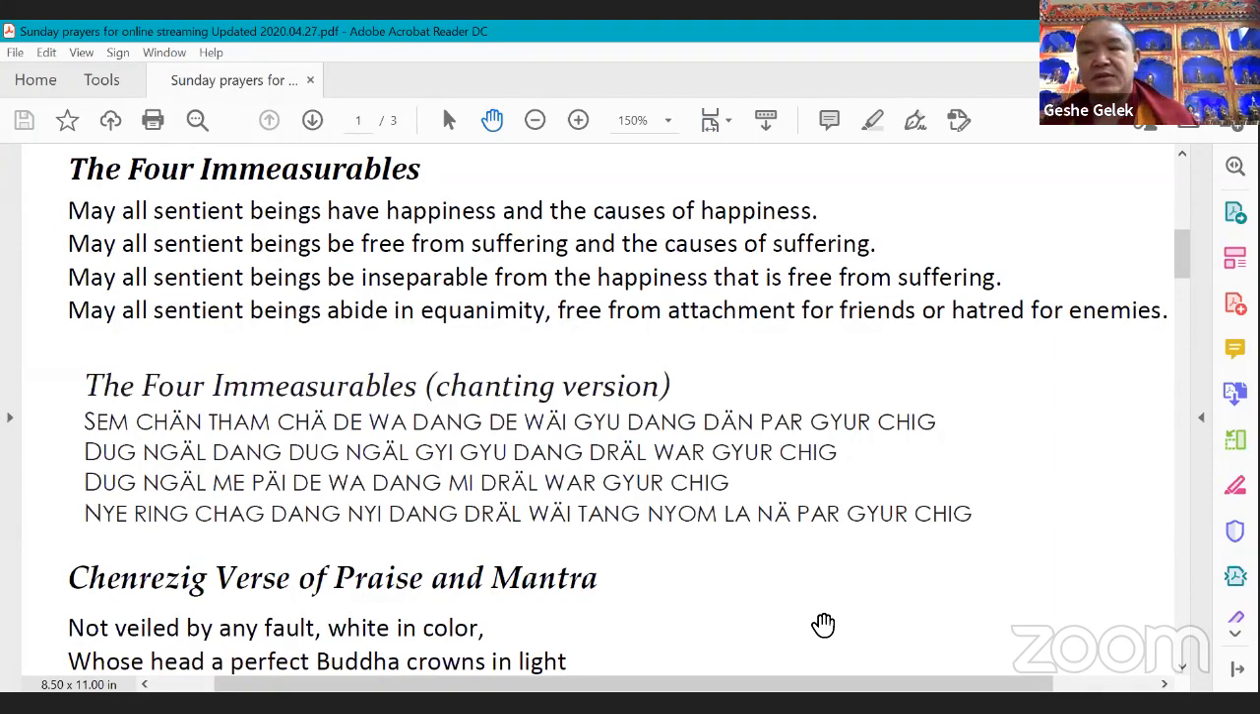Is this two times or three times? That's two. May all sentient beings have happiness and the cause of happiness. May all sentient beings be free from suffering and the cause of suffering. May all sentient beings be inseparable from the happiness that's free from suffering. And this is a very particular happiness, called liberation or moksha. May all sentient beings abide in equanimity, free from attachment for friends and hatred for enemies.